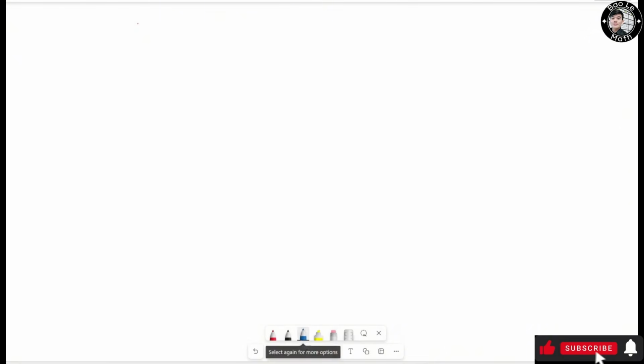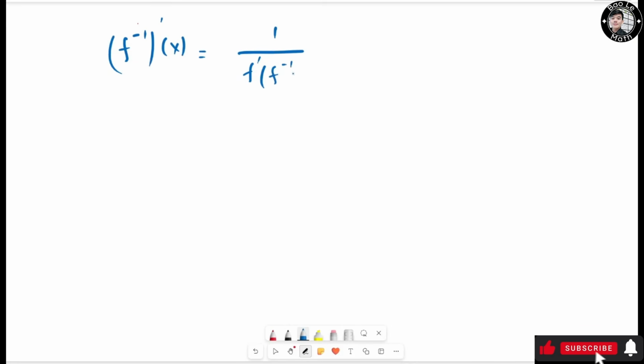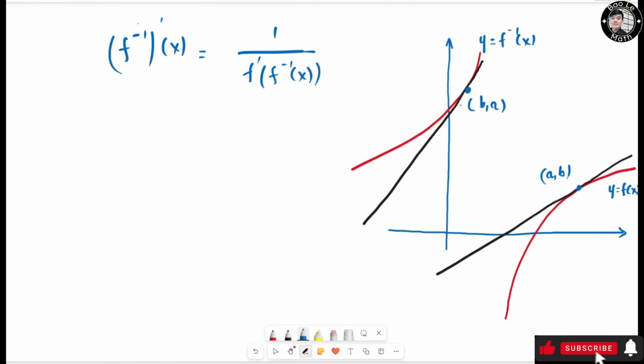Now we're going to talk about the derivative of an inverse function. Alright, so the derivative of the inverse of f of s equals 1 over f prime of the inverse of f of s. Now you see the graph of the function f of s and its inverse, right? So in other words, we can manipulate this formula as follows.